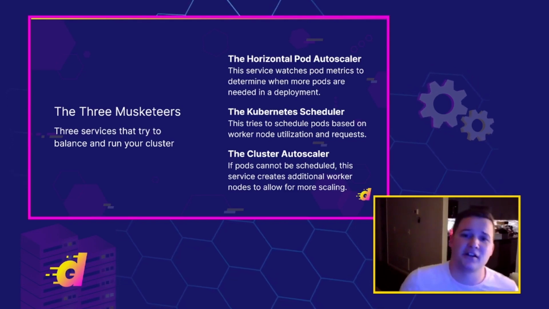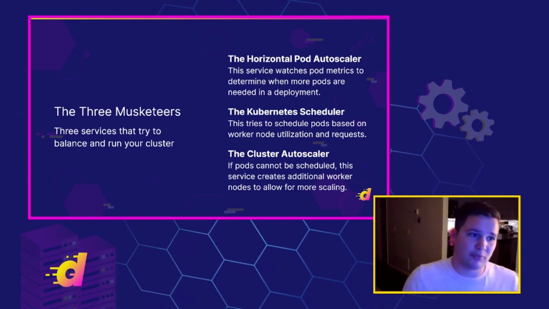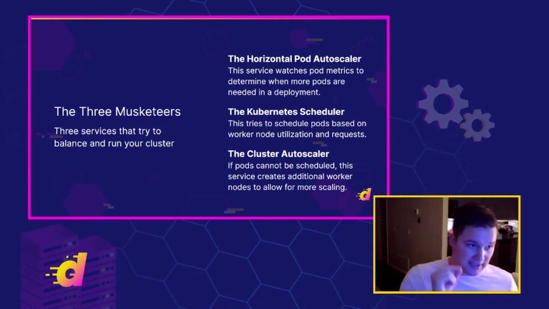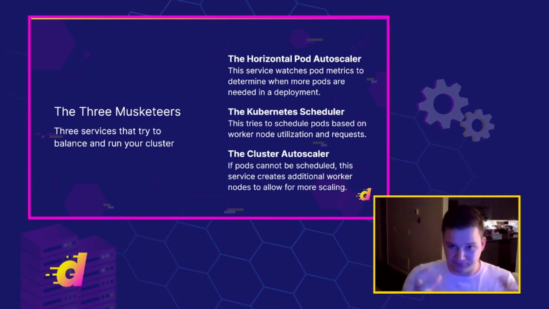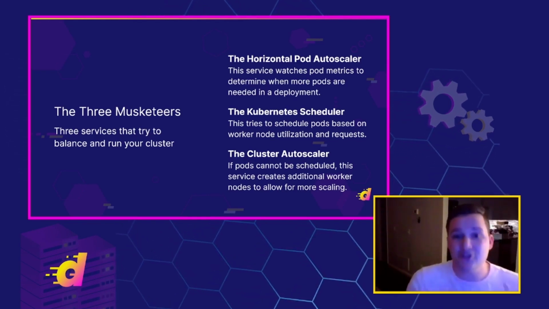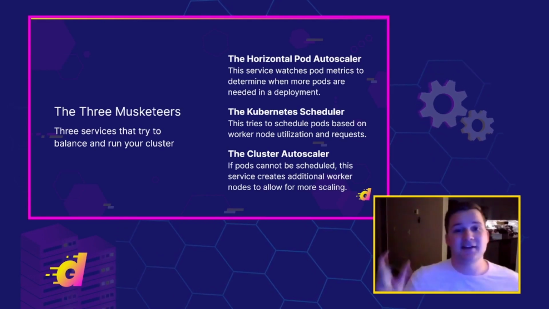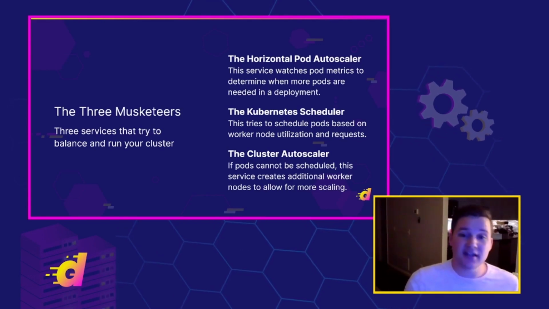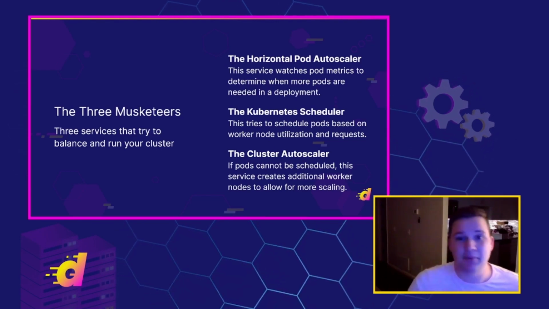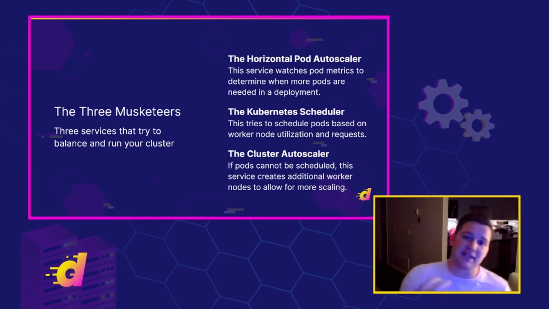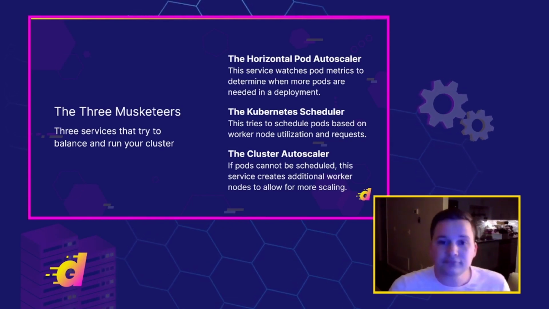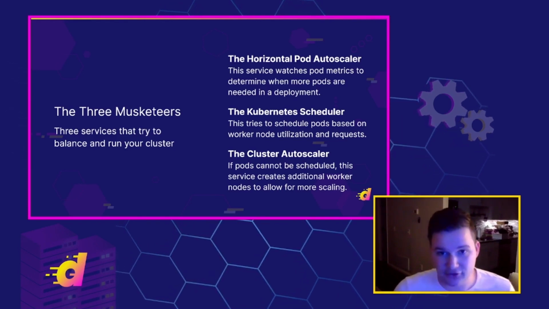First, we've got the horizontal pod autoscaler. This is a service that creates additional pods. It watches pod metrics, and you can specify which metric it's going to watch, to determine when you need more pods. When it determines that you need a new pod, it does not actually place the pod. All it does is go to the Kubernetes scheduler and say, hey, I need a pod anywhere. Give me a pod somewhere. The Kubernetes scheduler then takes that pod and looks at worker node utilization and requests. Primarily, it's looking at requests.